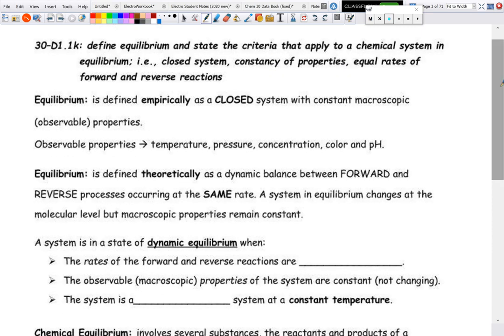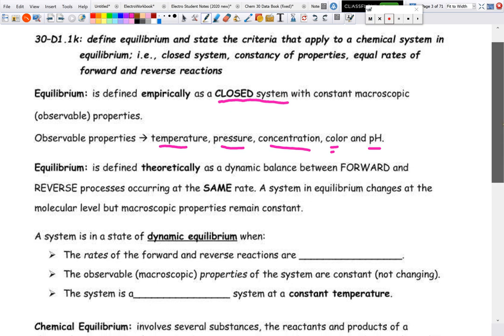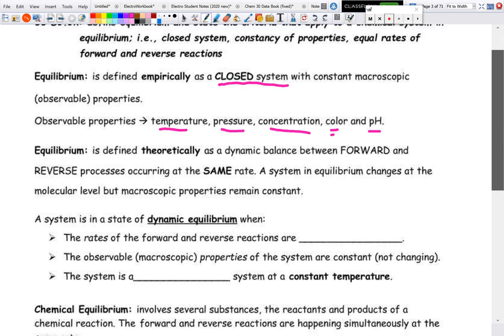So of course, in order for this to happen, obviously we need to have all the reactants and products enclosed so they can constantly collide with each other. So that's why for an equilibrium to exist, we need to have a closed system with constant macroscopic observable properties. So that just means the temperature stays the same, the pressure stays the same, the concentration stays the same. We don't see a change in color, and same thing, of course, the pH stays the same as well. So this is how we know that equilibrium has been established.